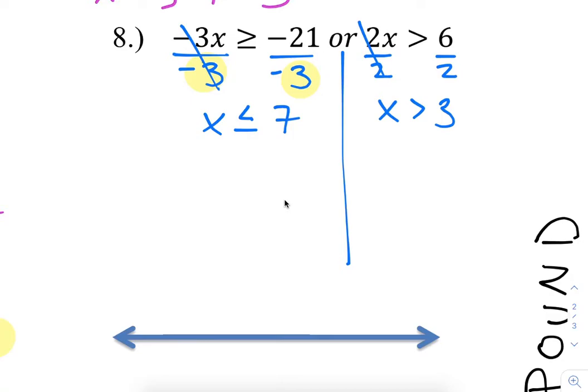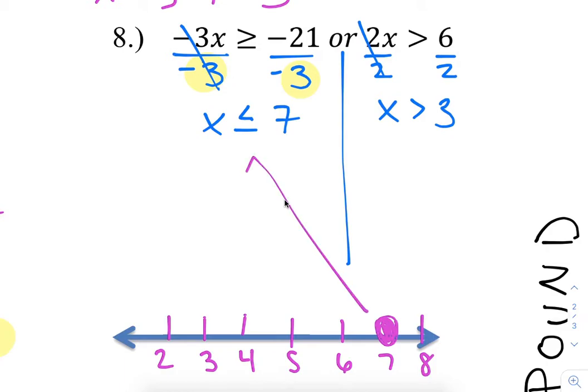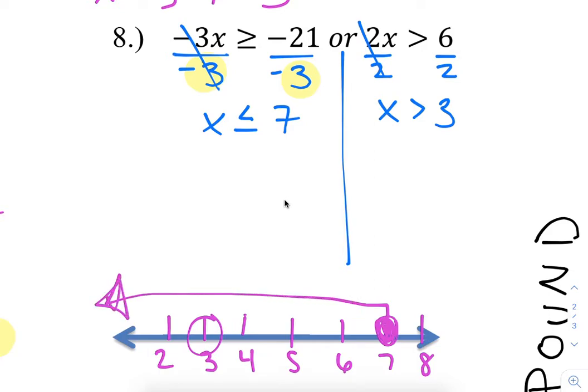All right, so I need from 3 to 7. Let's do 2, 3, 4, 5, 6, 7, and 8. I'm going to put a circle around the 7 that is closed because this guy has an or equal to. I'm going to go ahead and put an open circle around 3 because he does not have an equal to. And when I look at this, for my 7, I need to be less than 7. For my 3, I need to be greater than 3. So this problem says which numbers could be less than a 7 or greater than a 3.